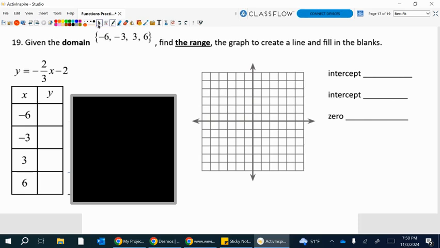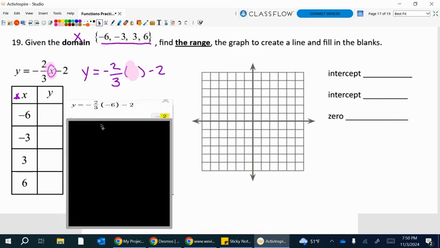Okay, so this one has a little more work. I did some of it ahead of time just for time. It says given the domain, so that's x. So these are all of our x values, and we see them here. We're going to find the range, then we're going to graph it, and then identify the intercepts and zeros. So when we're given an equation and we're given the x values, we are going to copy our equation and put parentheses where we had the x. Then we're going to replace the x with each one of these domain values and find the answer.